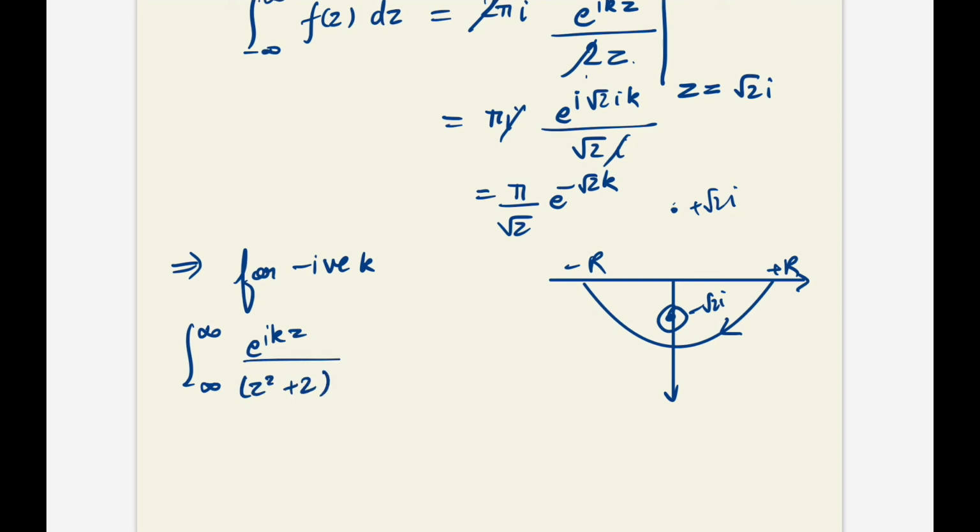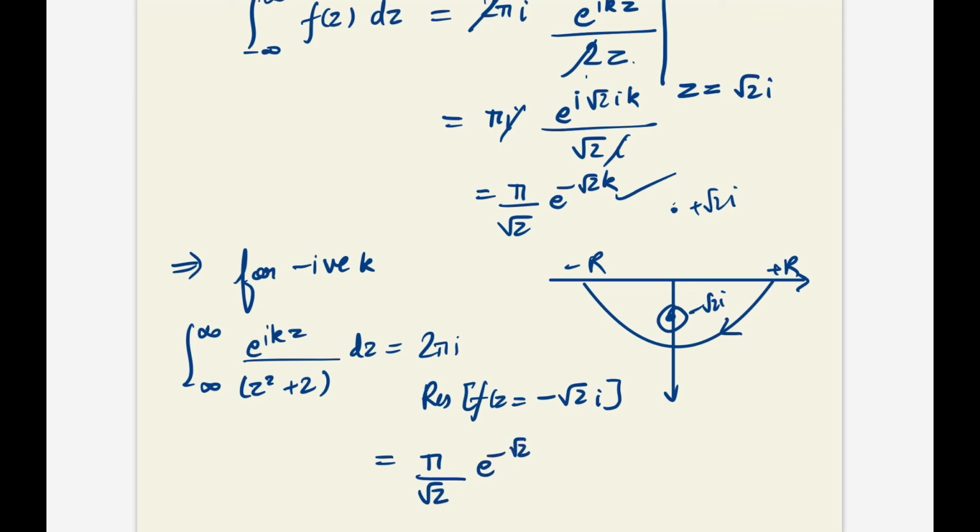plus 2 dz is equal to 2 pi i times the residue of f of z at z equals minus root 2i. So this comes out, same procedure, same thing will be done, pi by root 2 e to the power minus root 2, not minus, it will be plus root 2 k.